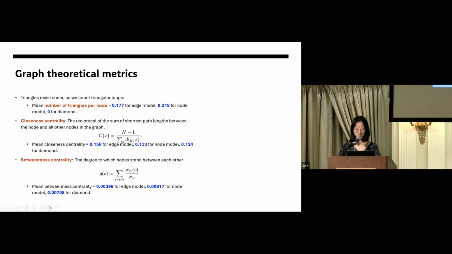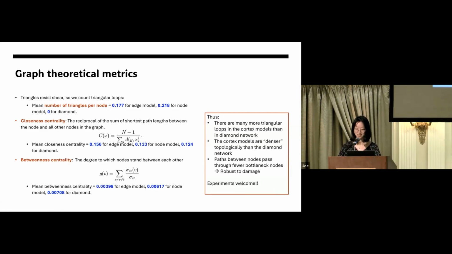Surprisingly, the mean betweenness centrality for our actin cortex models is smaller than that for the diamond. So, in summary, there are many more triangles in the cortex model. Topologically, the cortex models are denser, even if their volume fraction is the same as the diamond. And the paths between nodes pass through fewer bottleneck nodes in the actin cortex model.